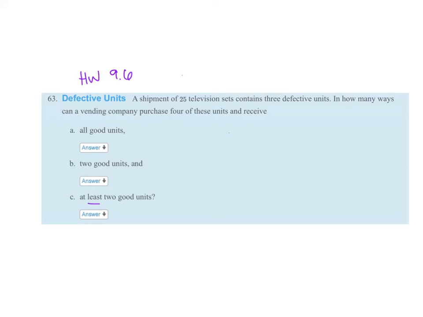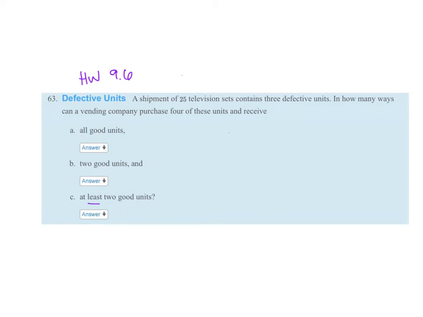This is number 63 on 9.6. A shipment of 25 television sets contained 3 defective units. In how many ways can a vending company purchase 4 of these units and receive all good units, 2 good units, and at least 2 good units?